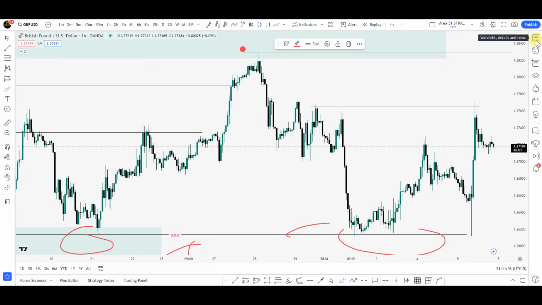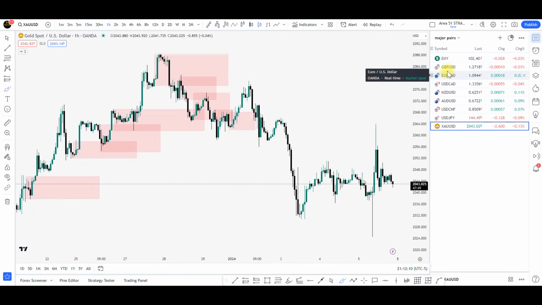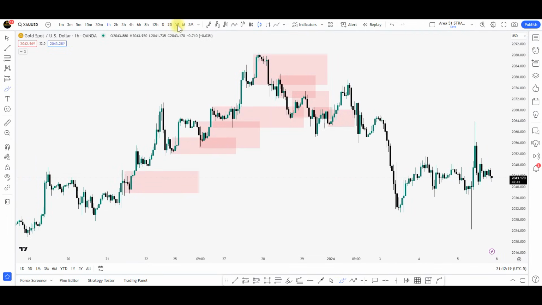Now let's move on to. I don't think we have too much time to spend on Euro USD, but we're going to look into gold USD since we already checked out pound USD. I think we can skip Euro USD, so now we're going to check gold USD or XAU USD.